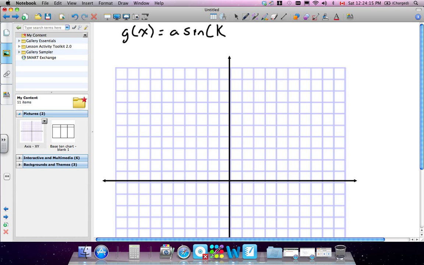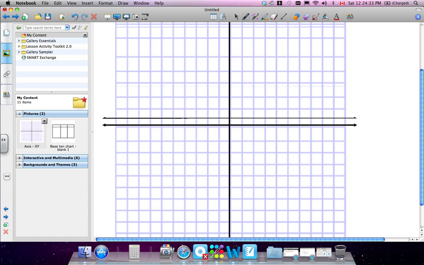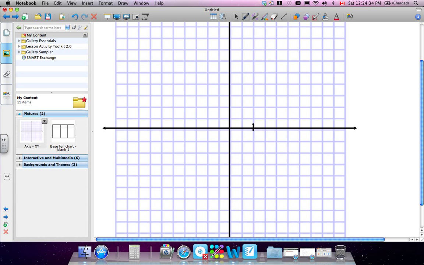Okay, so again we have our formula: g at x equals a sine k x minus d bracket plus c. So we've dealt with our c and d. We're going to focus on our a right now, so I'm not going to add c and d to it. I'm just going to focus on a, and then we'll try to put it all together at the end.